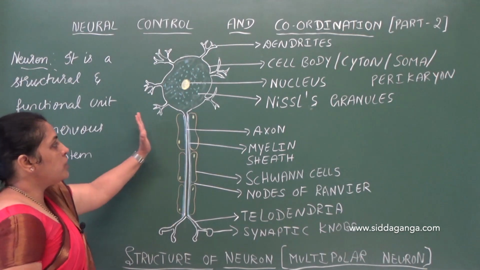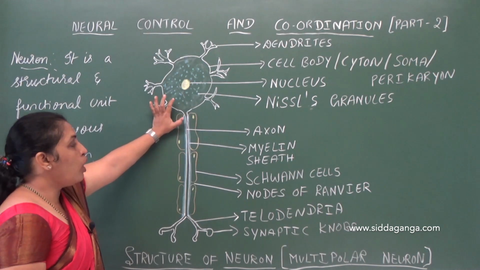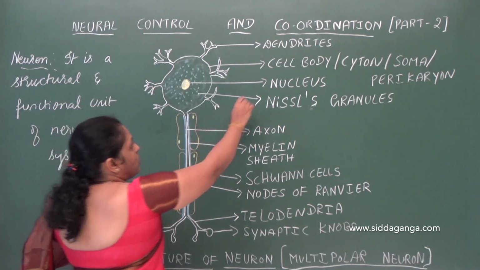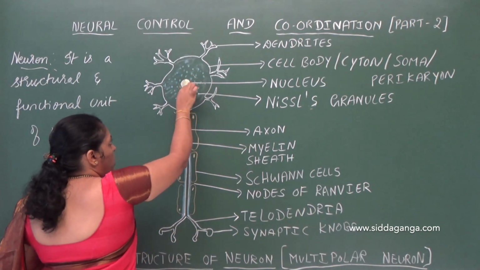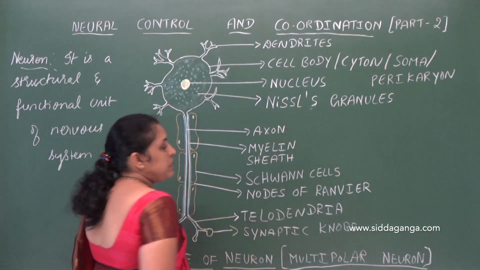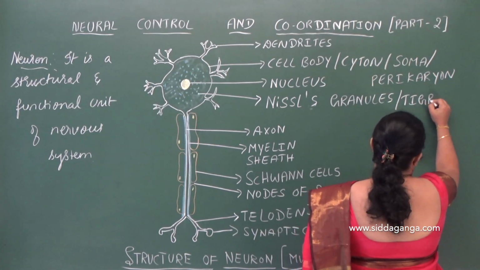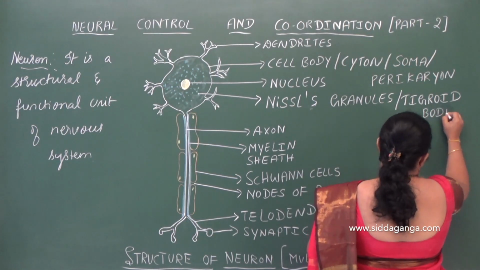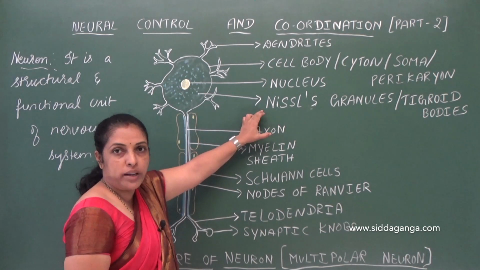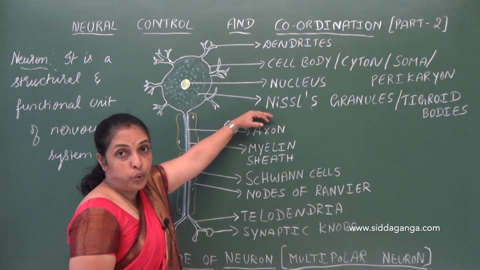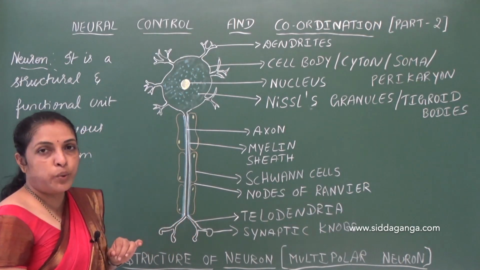The structure of neuron is divided into three parts: cell body, dendrites and axon. The cell body is oval or spherical in shape. It is also called cyton, soma or perikaryon. It contains a centrally situated nucleus, surrounded by granules called Nissl's granules, also called tigroid bodies. They are ribosomes attached to the endoplasmic reticulum, and their main function is to synthesize proteins.